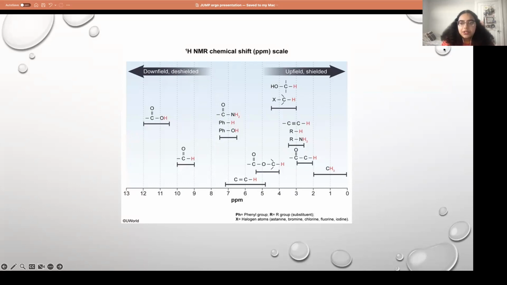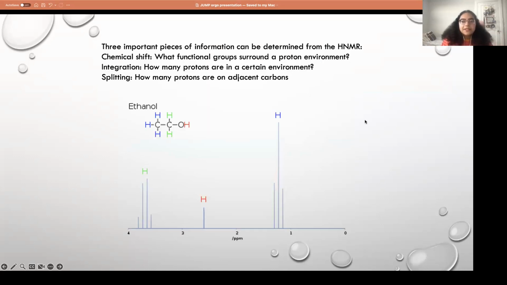Oh, and I guess also important to note that the most shielded is just your regular CH3, no oxygens or other groups going on. So basically from HNMR, the information you can get is the chemical shift, so how far across it is, and that will show you what groups are around it.